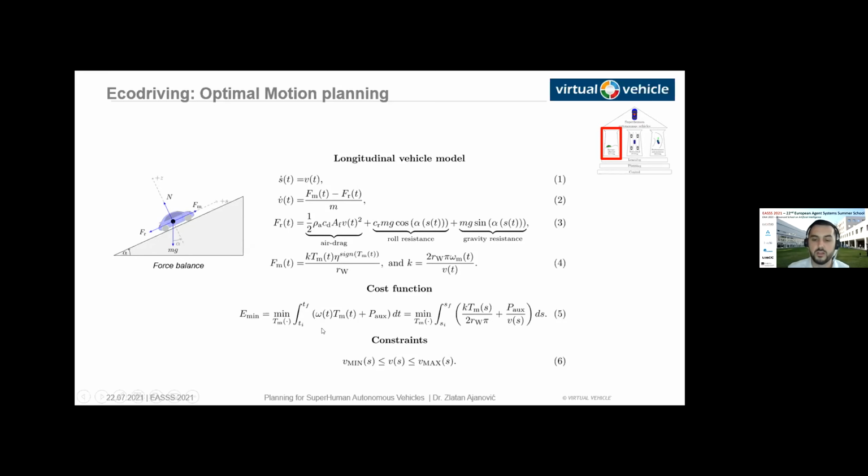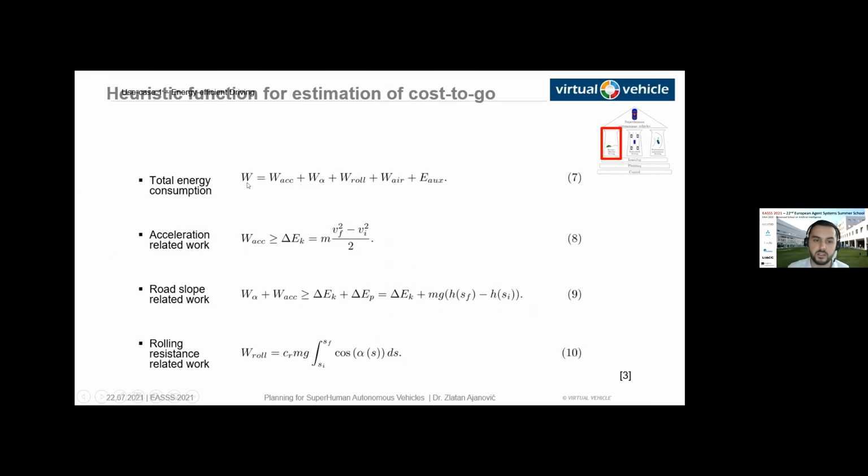And our cost function, or the goal of optimization, is to minimize total energy usage. So total energy used is the energy which we consume for the electric motor. So this is the torque of the motor times omega, rotational velocity, or this force of the motor times velocity, the longitudinal velocity of a vehicle. So this is this part. And the other part is auxiliary power. So for example, if we have air conditioning, or we have some kind of constant cost, which is proportional to time, we can include it as well. And we do this integral, and we want to minimize these costs, while also satisfying some constraints with maximum and minimum velocity.